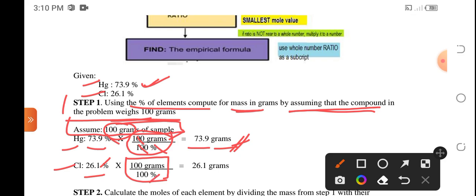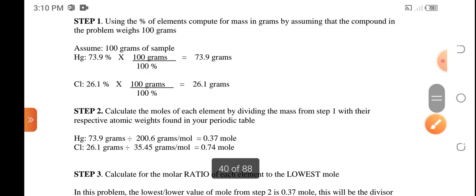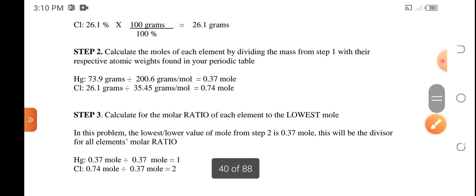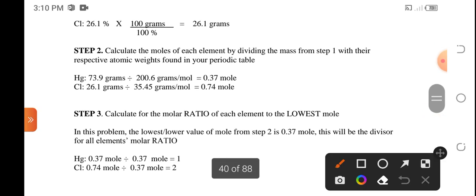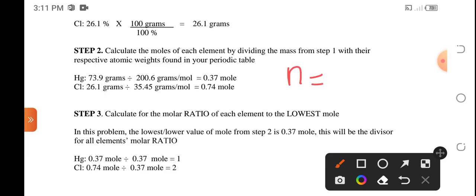So percent will be cancelled. 100 will be cancelled. You are left with grams. So that is 26.1 grams. Okay, now that you have the mass for step number 2. Step number 2, you have to get the number of moles. Okay, moles is the mass from step number 1, divide this by atomic weight.